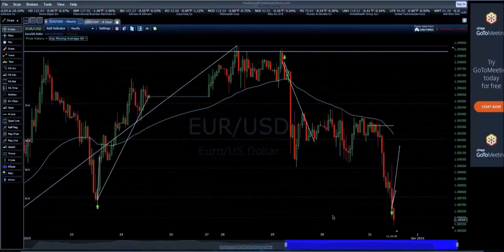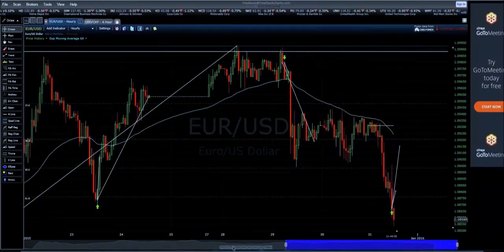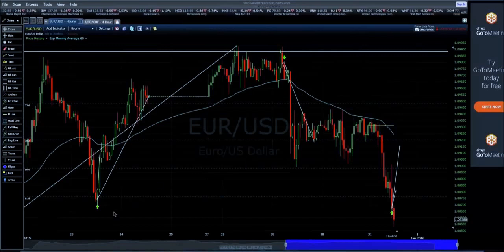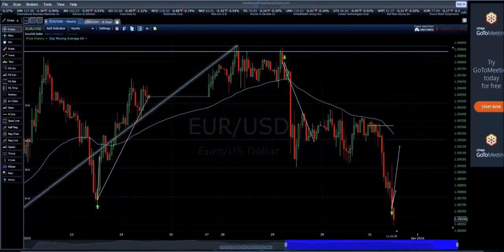So this is the EUR/USD Fibonacci retracement strategy on an uptrend. I'll come back later and teach you the downtrend strategy, which is kind of similar.